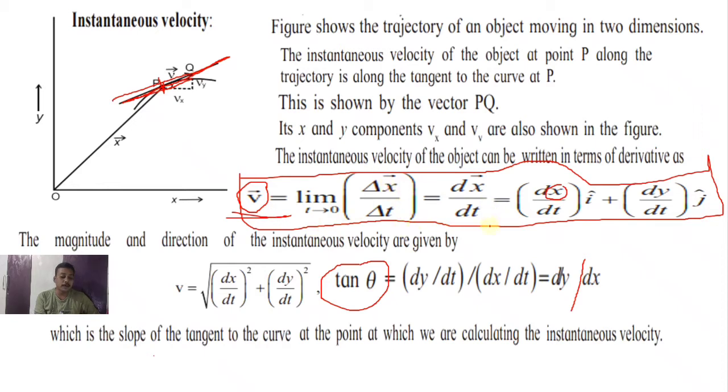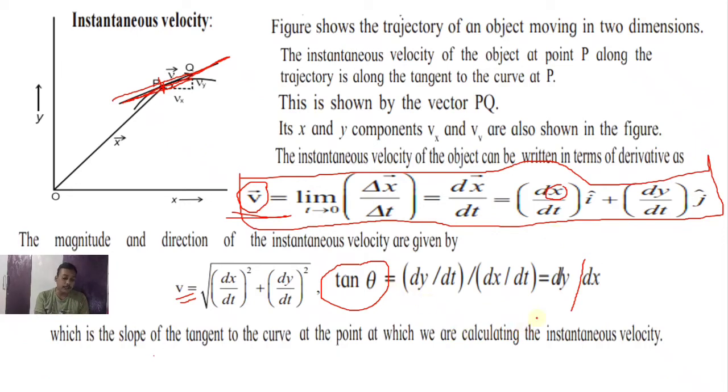Time is limited here, approximately equal to 0. The change in time, that instant in which the time is changed, is very small, approximately limited to 0, and for that we calculate the instantaneous velocity by using the formula v is equal to limit of delta t tends to 0 delta x bar by delta t, or dx bar by dt. So dx by dt i cap plus dy by dt j cap. So this is the instantaneous velocity of the object at any instant.